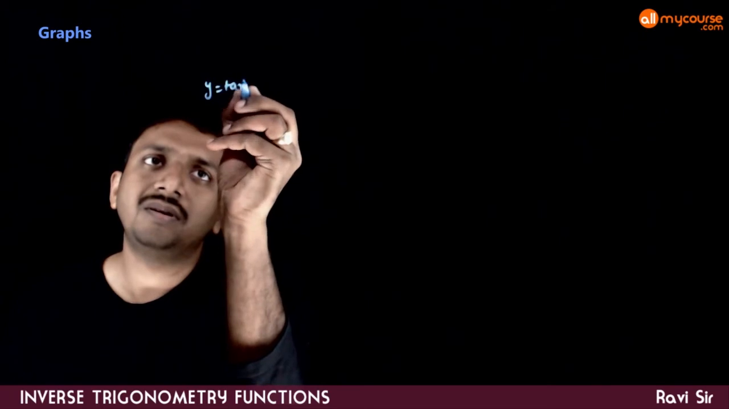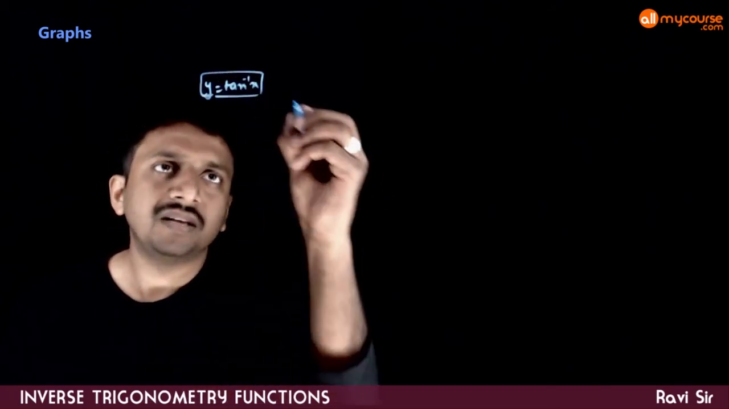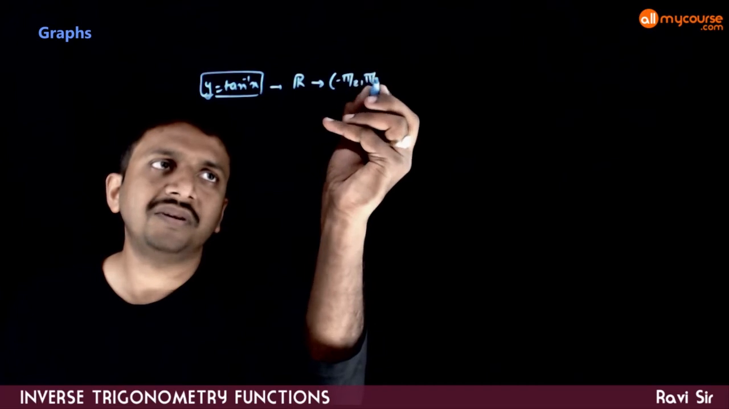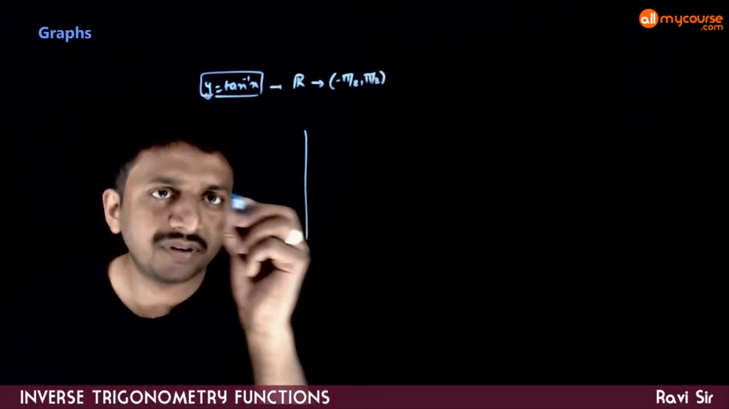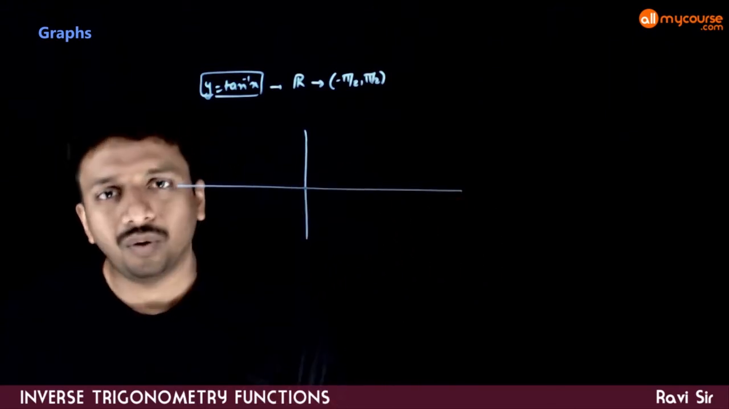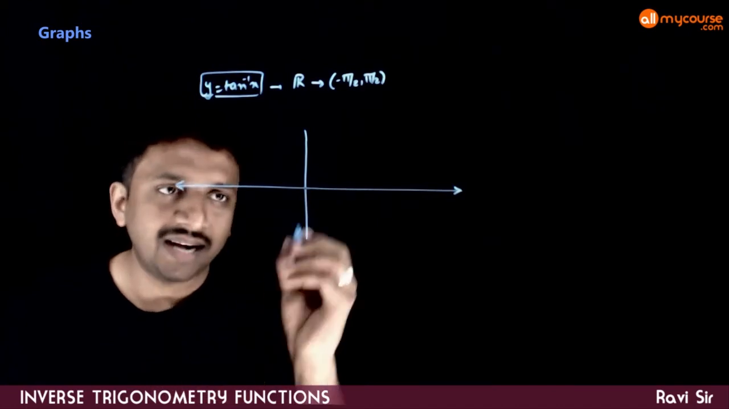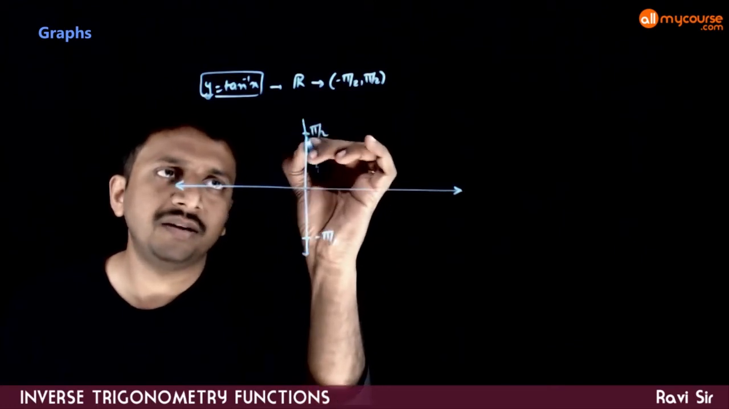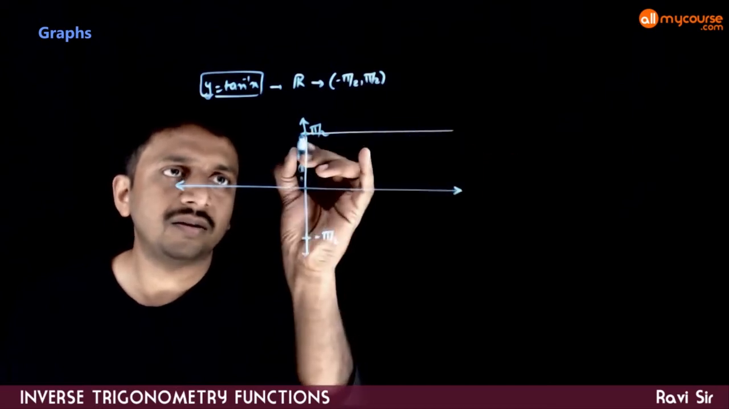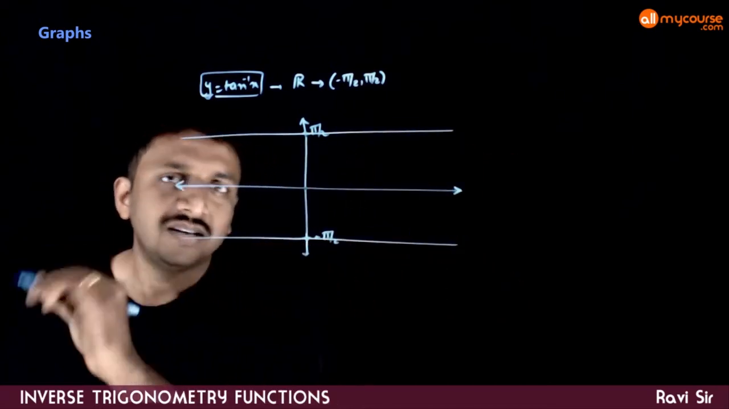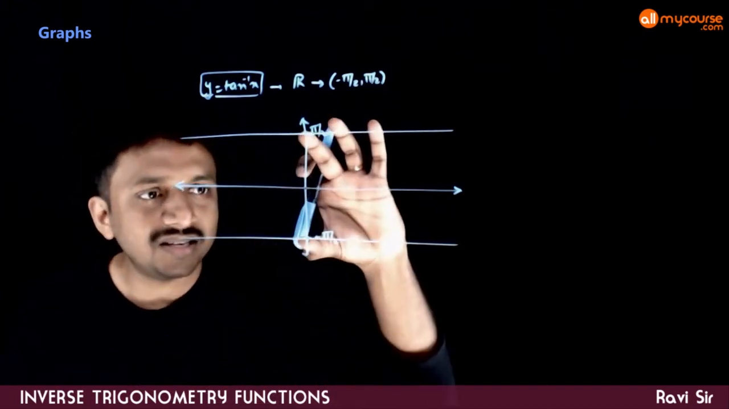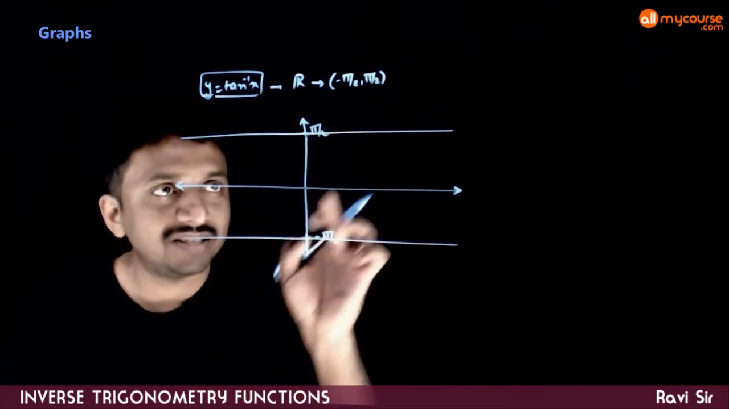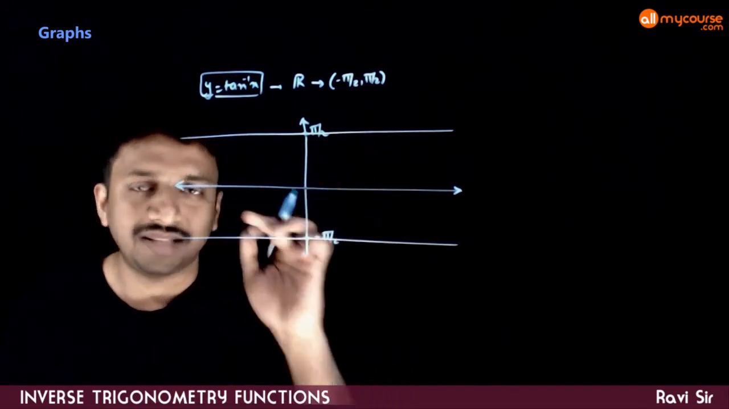Y is equal to tan inverse x. The domain is all real numbers and the range is minus pi by 2 to pi by 2. On the x-axis you have to consider the whole real numbers as the domain, and the range is from minus pi by 2 to plus pi by 2. It means if you draw horizontal lines like this, the graph has to lie within the space because the range is only between minus pi by 2 and pi by 2. The range is open, so the graph has to asymptotically meet these two lines.